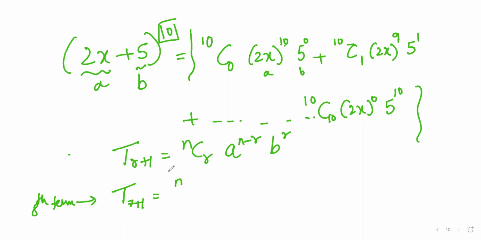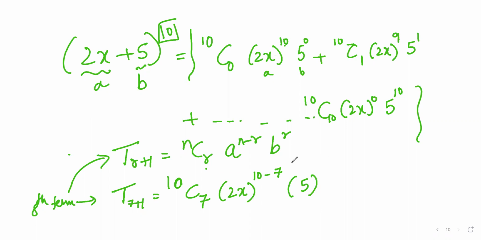N is of course 10 here, isn't it? So 10C7. Got it? The 8th term will be T7 plus 1, so R will become 7 for that. A is my 2x, so 2x to the power of 10 minus 7, that is 3. We'll not skip steps. I've seen students doing it mentally, but let's write it down. What we can do mentally, we'll do, but it's always good to write it down so we can analyze better. Maths is all about writing. And B is nothing but 5.